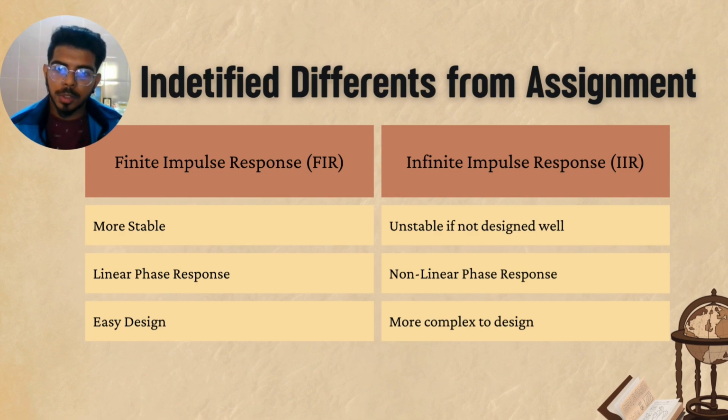So I have identified a few differences between FIR and IIR in the filtering process. So the FIR is more stable than IIR. IIR also can be stable, but it can be unstable if not designed well. Also, FIR has a linear phase response, but the IIR does not have a linear phase response. And lastly, FIR is easier to design, but IIR is a bit more complex to design.